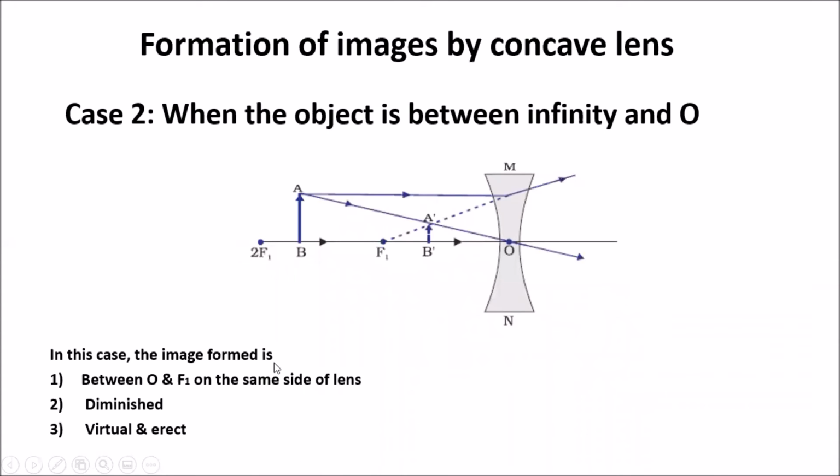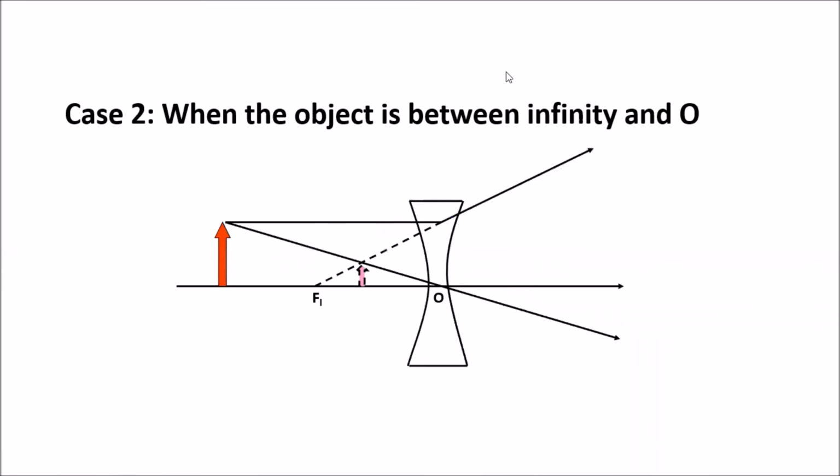So let's see the conclusion. In this case, the image formed is between optical center and focus on the same side of the lens, diminished, virtual and erect. Let's see if I keep the object anywhere else, what happens. If I keep the object at this point, the first ray will remain the same. The second ray, if you observe, will pass this way. In any case, I will be getting the image between O and F. Some of you must be thinking, what if I keep the object between F and O? In that case also rule 1 will remain as it is, because the rays are parallel.